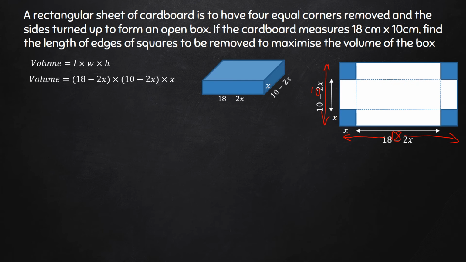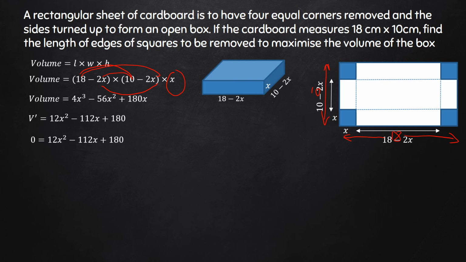If you notice in this one, we've actually only got one variable. So we don't need to link up the equations or use some other information. But what we do need to do is expand it out. And so when we expand it out, we get 4x cubed minus 56x squared plus 180x, just by using your FOIL and then timesing everything by x later on. So now that's ready to differentiate. So we've got v dash equals 12x squared minus 112x plus 180.